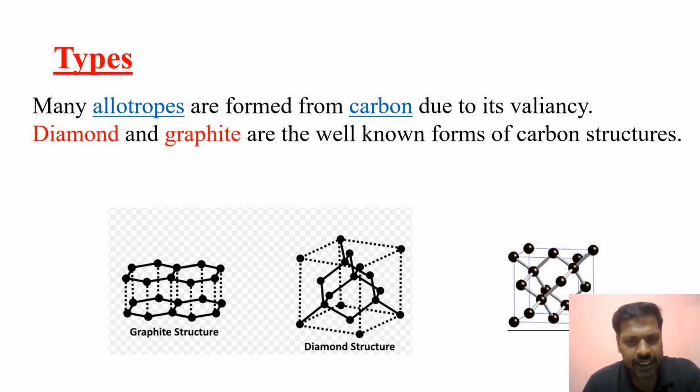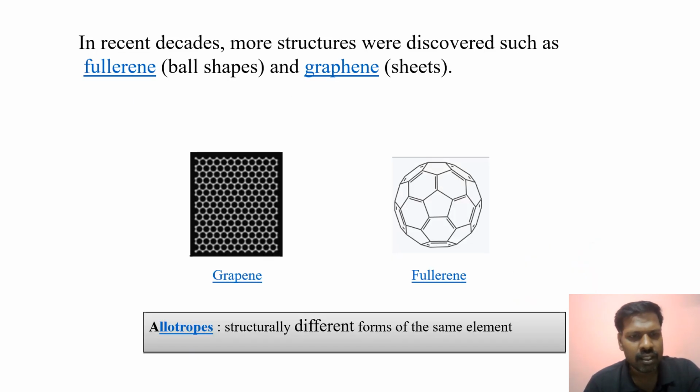Carbon is a very special element because it can form many different structures. This is mainly due to its valency, which allows carbon atoms to bond strongly with each other. Some well-known forms of carbon are diamond and graphite. These different forms are called allotropes of carbon. Allotropes are structurally different forms of the same element.